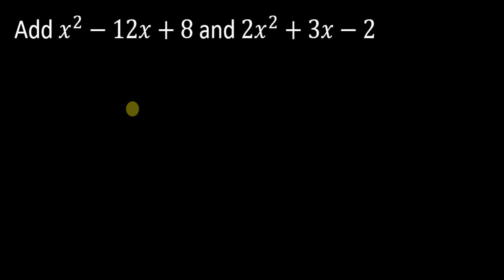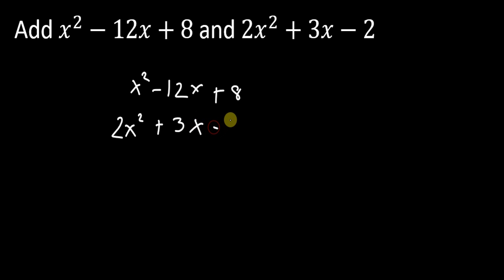Meron din tayong other way para i-solve yan. I-write natin. So, x squared minus 12x plus 8. Then, itapat natin yung kapareho yung variable at yung exponent. So, that is 2x squared plus 3x minus 2.